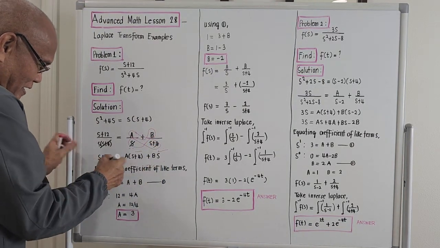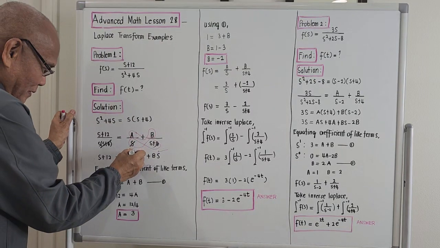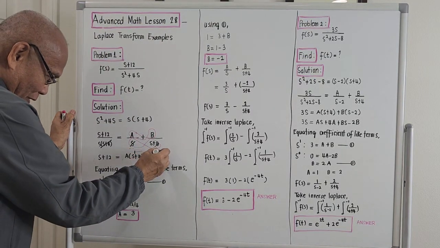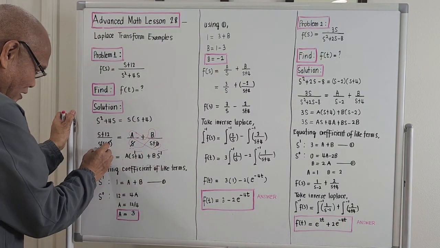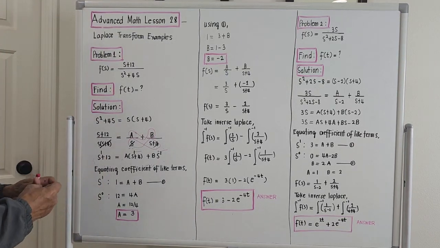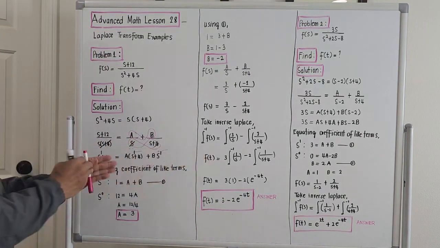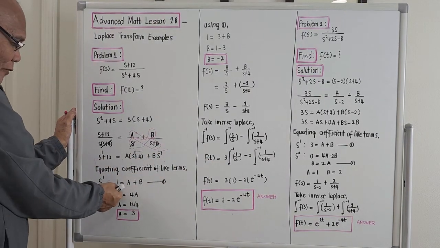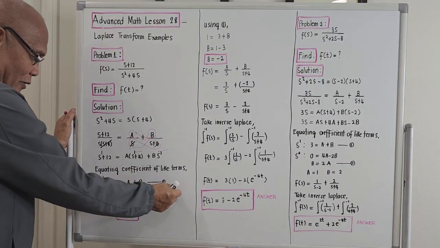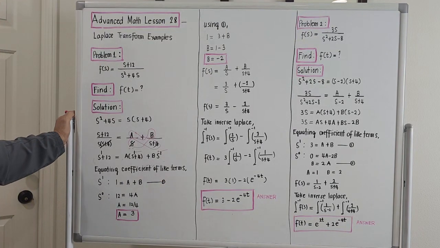Because BS, the power is 1. BS, the power of 1 of S. And this here is S to the 1. That's why I place it here. S to the first power for both the left and right, we will equate the coefficients. So 1 will be equal to A plus B. We call it equation number 1.